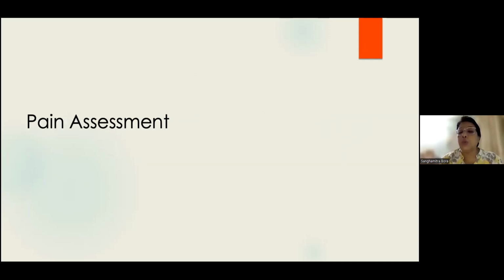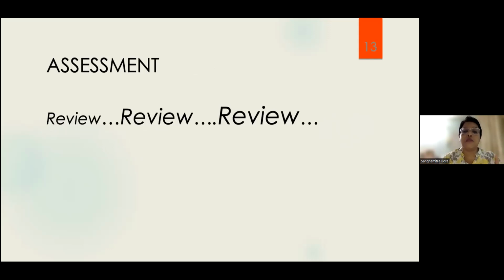So how do we assess pain? What is pain assessment? The main mantra of assessing pain is review, review, and review. You have to review the patient all the time after you give medication, before you plan out an intervention. So you need to review all the time. This is the basic underlying assessment mantra that we follow.